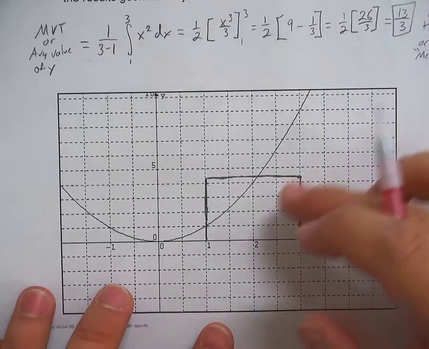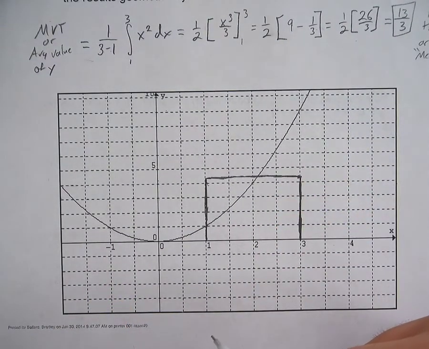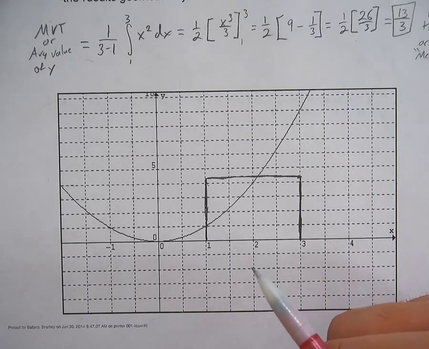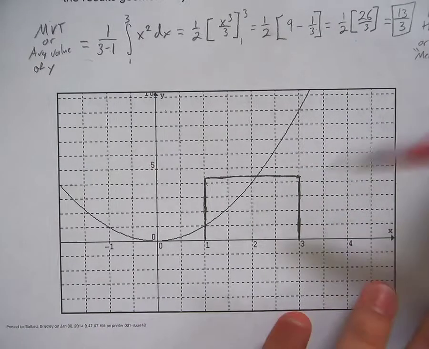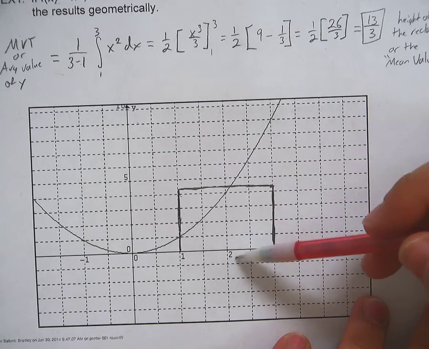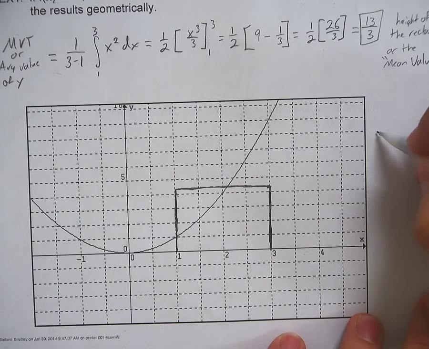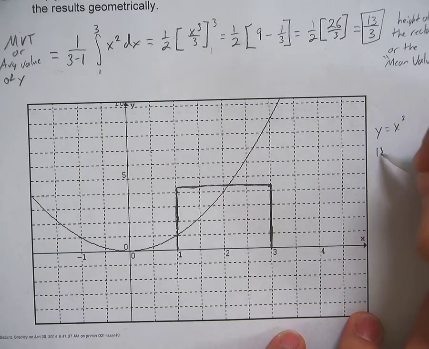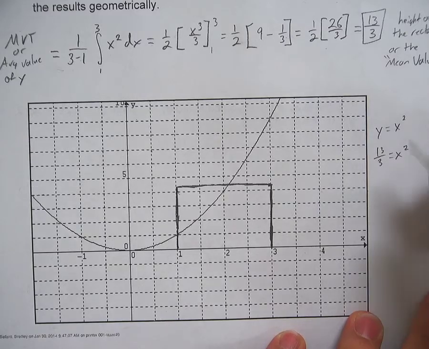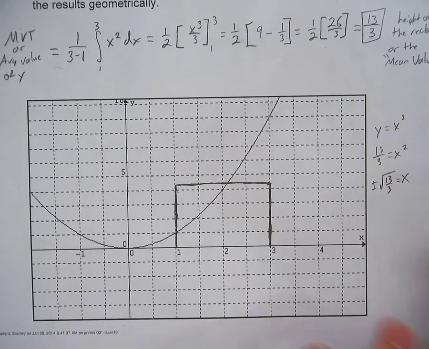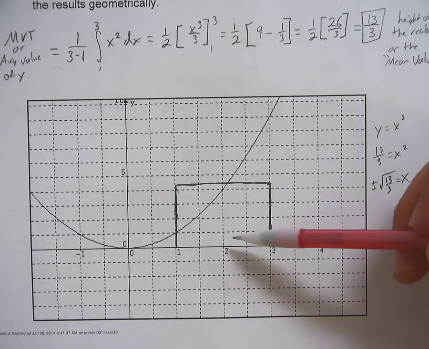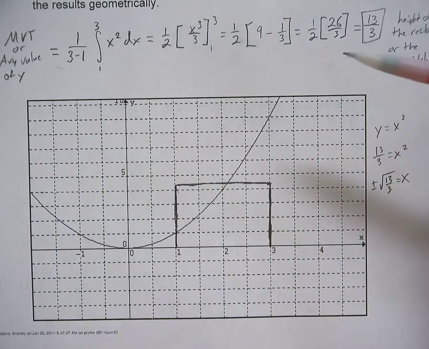What that means is that the area under this rectangle is going to be the same thing as the area under the curve from 1 to 3. So if you want to know what x value we would use for this, it's pretty simple here. You just have to take your function y equals x squared, and you have your y value of 13 thirds. So solve for it. X is going to be plus or minus square root of 13 thirds. That's the x value of where this thing is at, and it's going to be somewhere in there.